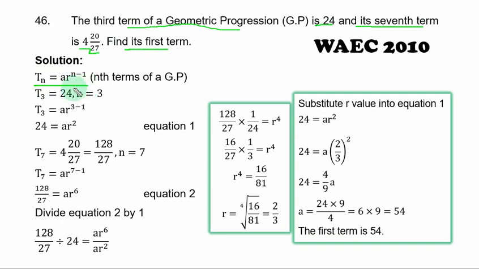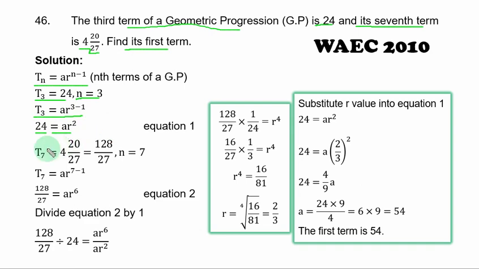From the question, the third term t sub 3 is equal to 24. At this point, n is equal to 3. You replace n by 3 in the nth term formula, you have this result. T sub 3, which is 24, is equal to a r squared. You can call that equation 1.